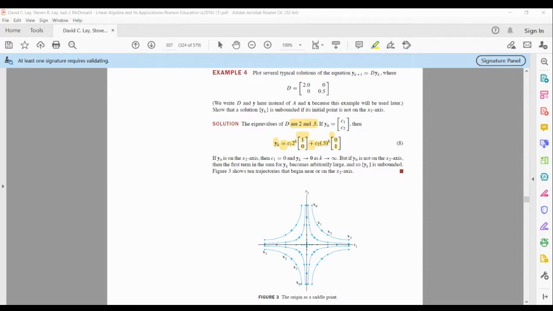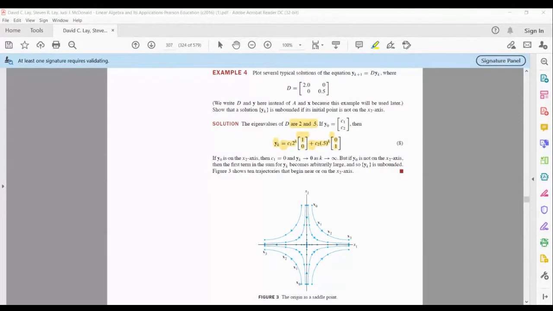Okay, so you've heard of saddle points maybe if you've taken multivariable calculus. But this is a saddle point from a linear algebra sense. All right, are there any questions on that so far? Okay, well, let us keep going here.